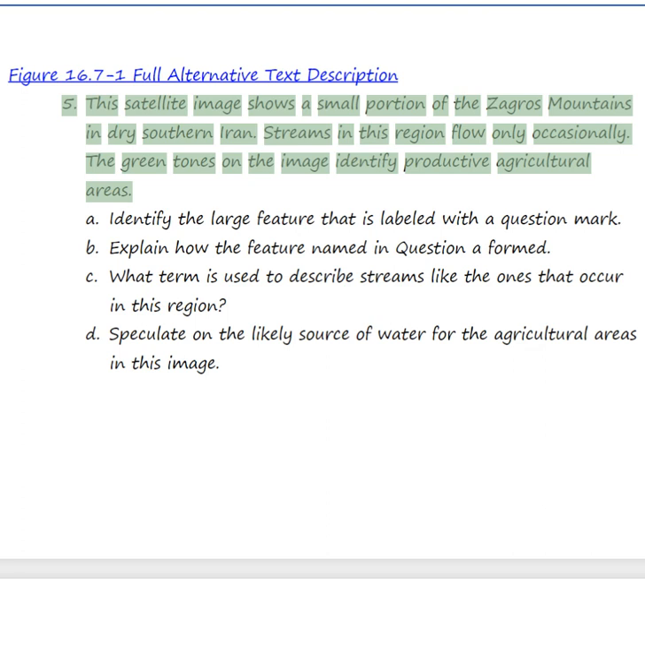5. This satellite image shows a small portion of the Zagros Mountains in dry southern Iran. Streams in this region flow only occasionally. The green tones on the image identify productive agricultural areas.